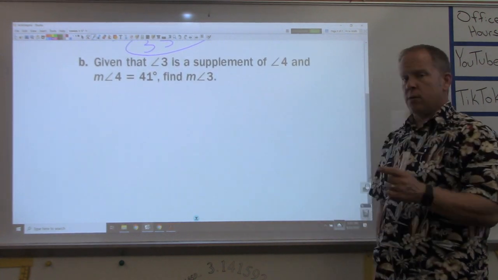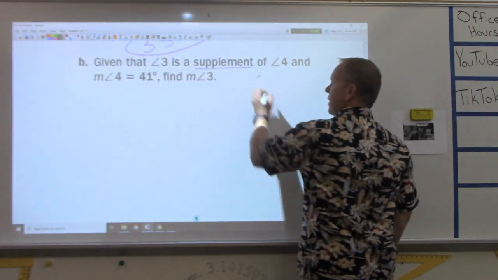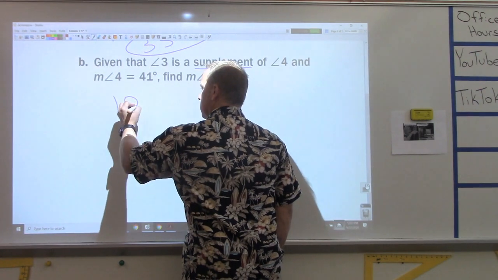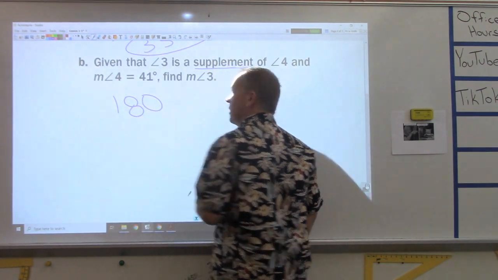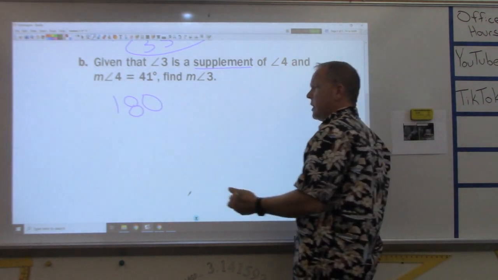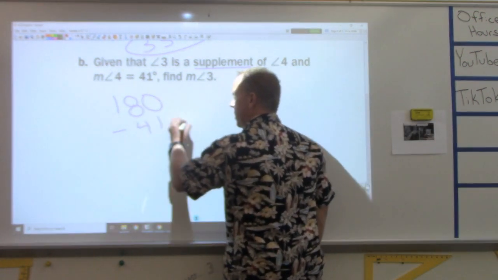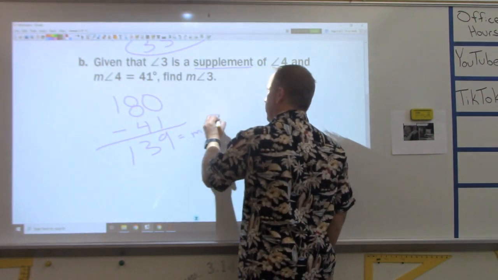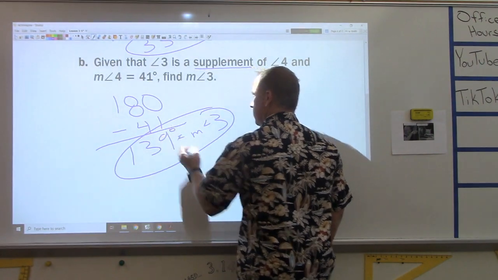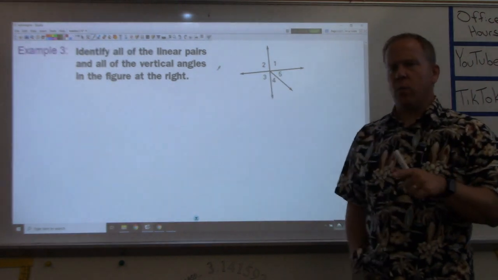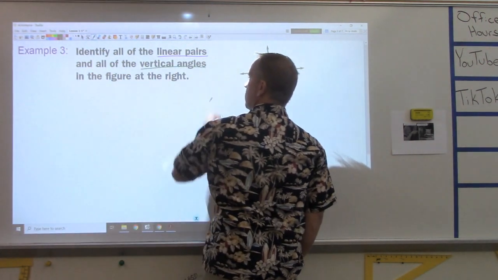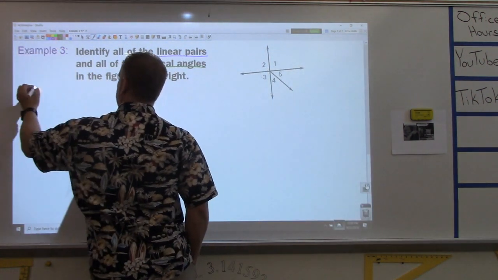Now, B. Angle 3 is a supplement of angle 4. Supplements add to 180. If I know angle 4 is 41 degrees, I'm just going to subtract the 41 from 180 to get the measure of angle 3. So angle 3 is 139 degrees. Example 3, a lot like example 1, but this time they want me to name linear pairs and verticals. So I'm going to start with the linear pairs.